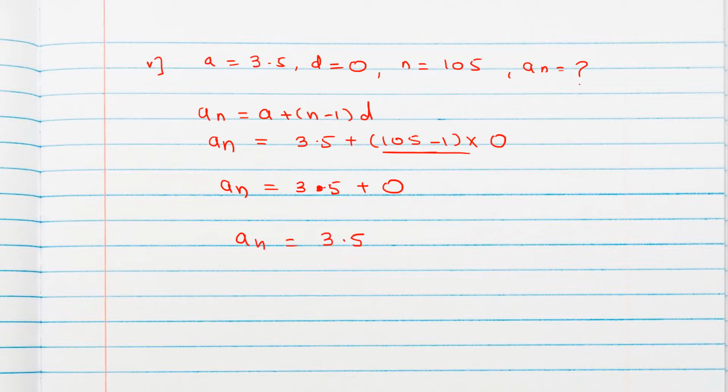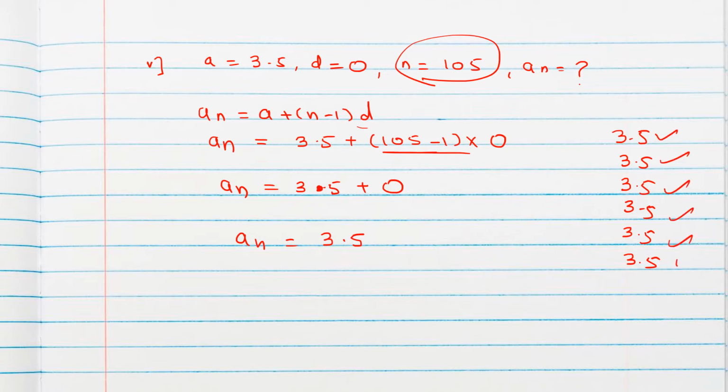This you can see, since this common difference is 0 and first term is 3.5. So if you add 0 to the first term, you will get 3.5, isn't it? That means here each term is 3.5. So whatever term you want to find, a 105th term or 1000th term or 2000th term, all will be the same, that is 3.5.